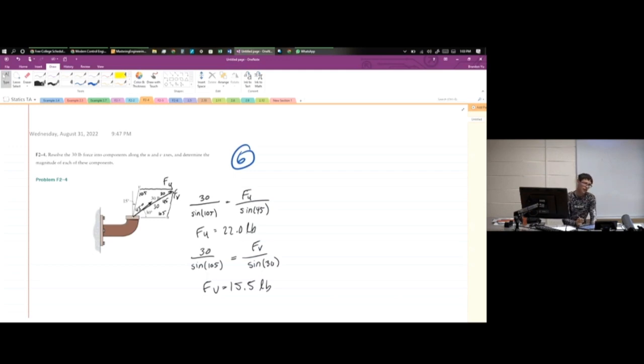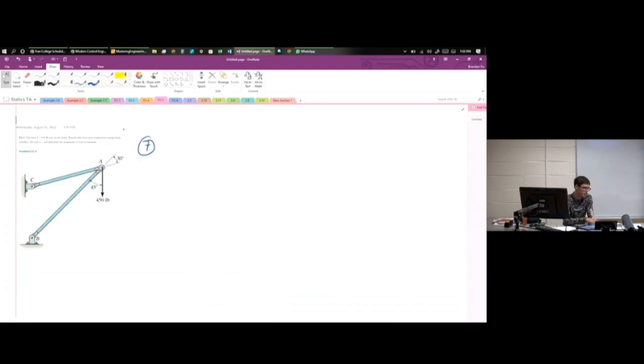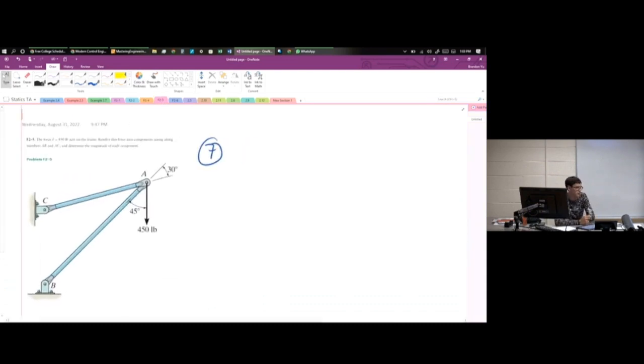All right, so problem 7 for the day, F2-5 in the book. The force F is 450 pounds, acts on the frame. Resolve this force into components acting along members AB and AC. Determine the magnitude of each component. So who thinks they have an idea on how we would go about this one?